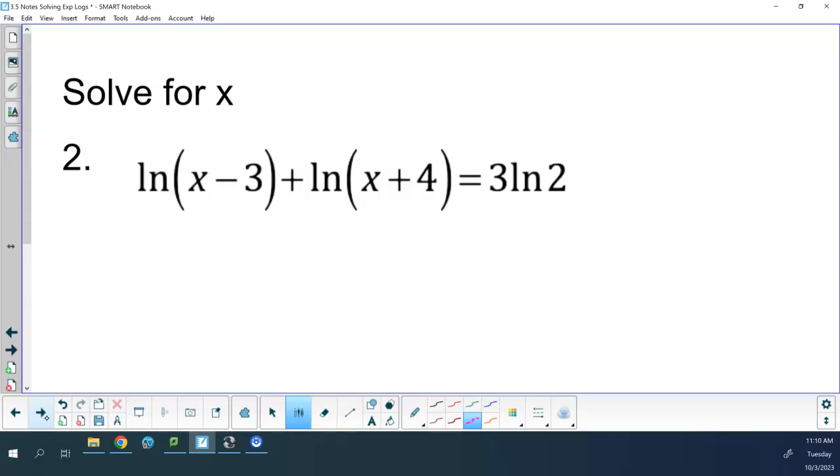What am I going to multiply? Do you remember what rule, what property we called that one? It starts with a P. It's another word for multiplication. Product property. Yeah. We can apply the product property here on the left side. So we can make this be the natural log of the quantity x minus 3 times the quantity x plus 4. Love it. Is there anything else that I can do? Any other property that I could apply?